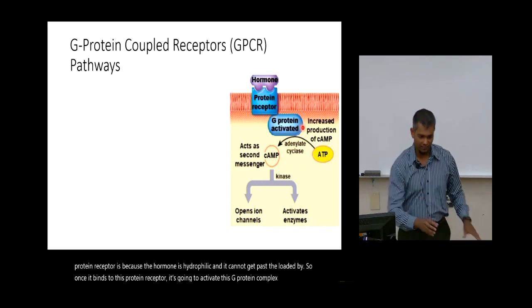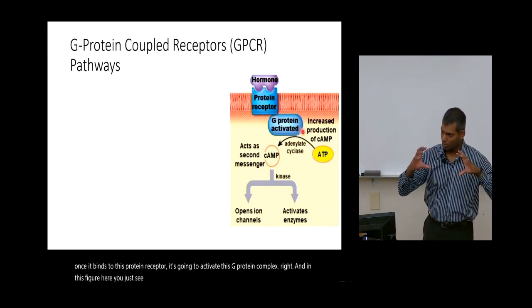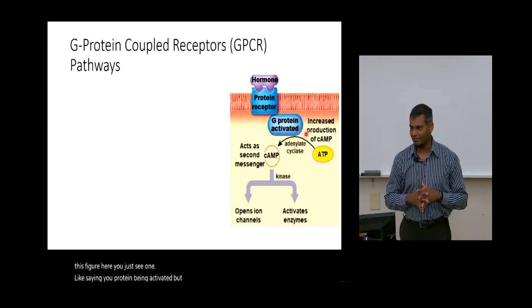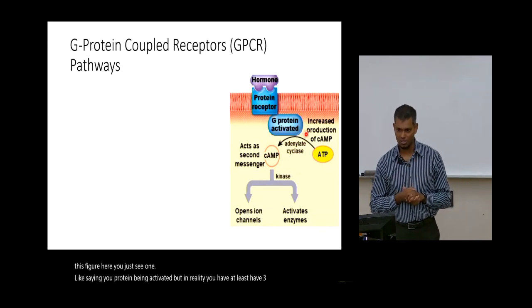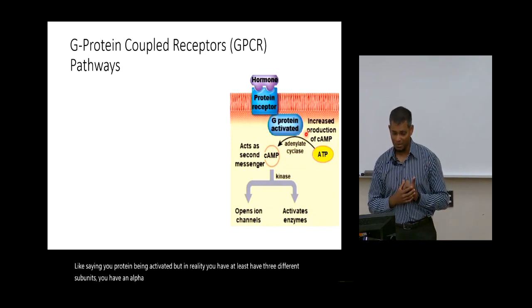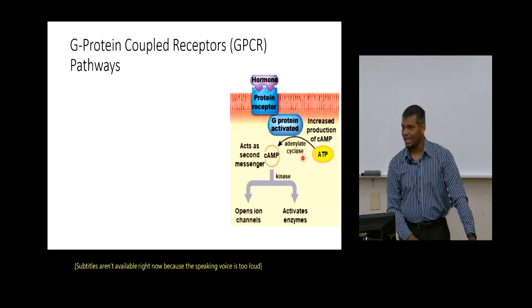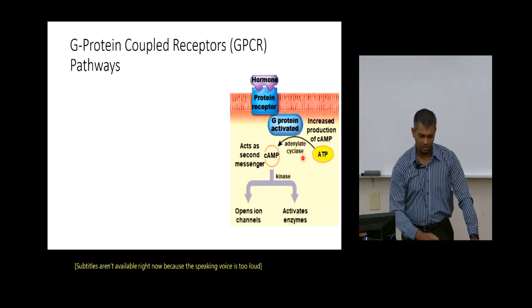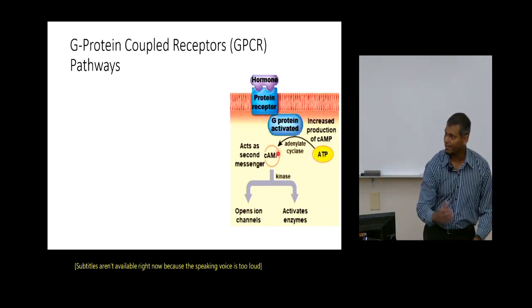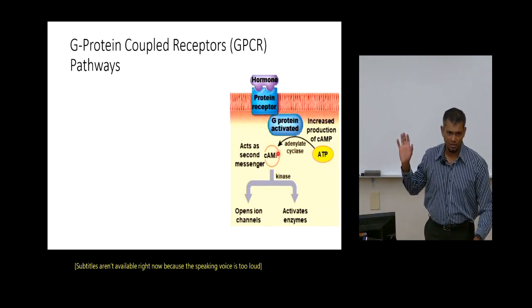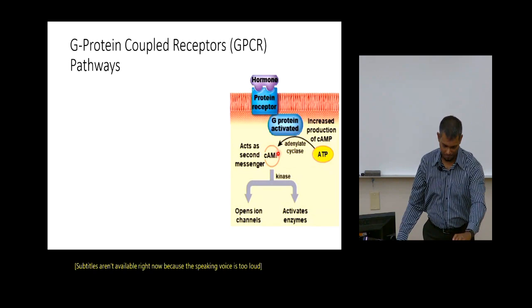So once it binds to this protein receptor, it's going to activate this G protein coupled receptor complex, right? And in this figure here, you just see one blue box saying G protein being activated, but in reality, you have three different subunits. You have an alpha, beta, and a gamma subunit. And so this alpha subunit, when it's activated, it will cause this adenyl cyclase to be activated, which will turn ATP into cyclic AMP, and that can have further downstream effects. Right? So this is the overview of what we discussed previously.